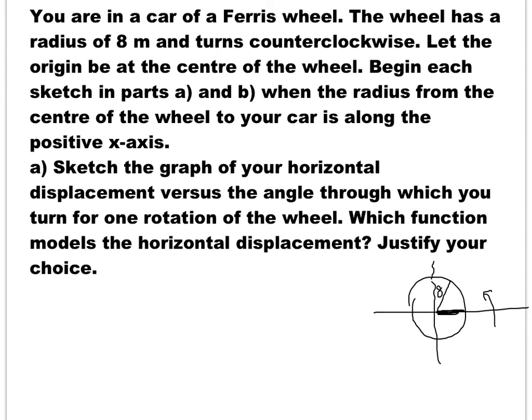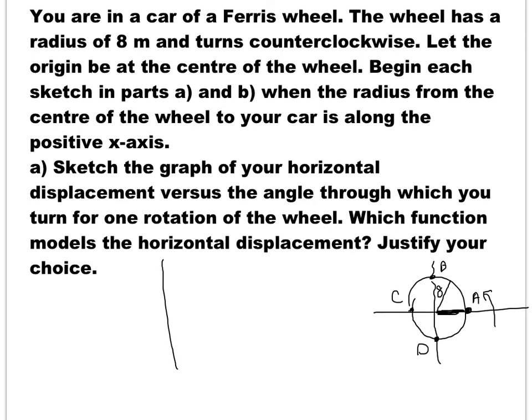The first one, we have to sketch the graph of the horizontal displacement versus the angle through which you turn for one rotation of the wheel. This means that if the wheel turns one rotation, meaning if it starts from A, it goes to B, then it goes to C, then it goes to D, and then it goes back to A, how does the graph look?